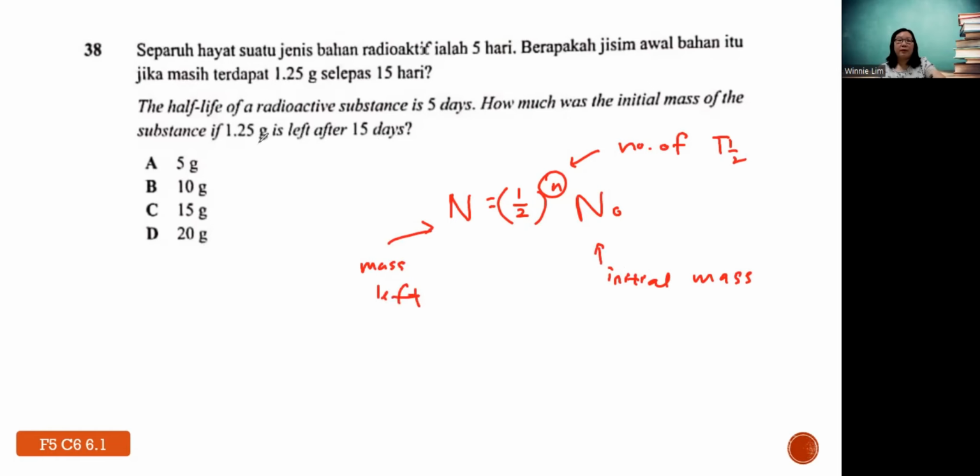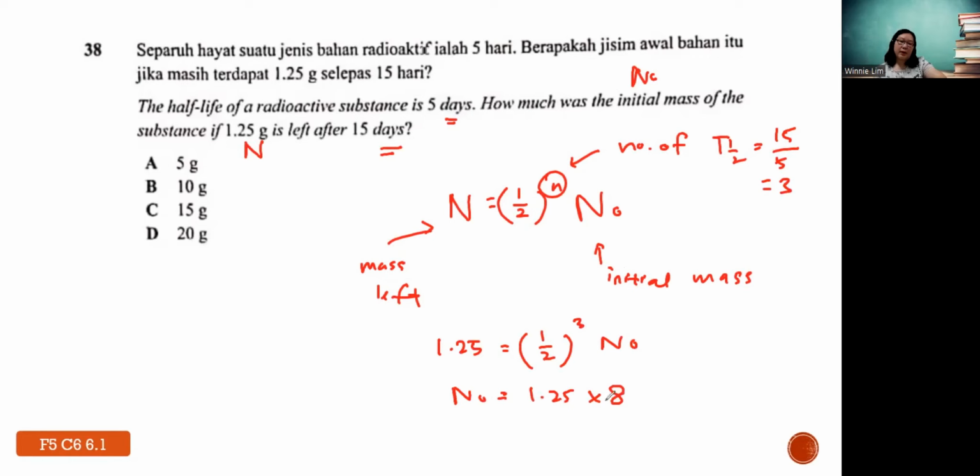Okay, so you have this N. You want to find N0. So how do you get the number of half-lives? You use 15 divided by 5. So that's why it should be 3. So hence, you now will have 1.25 equals (1/2) to the power of 3 times N0. Therefore, N0 is 1.25 times 8, and you get 10 gram.